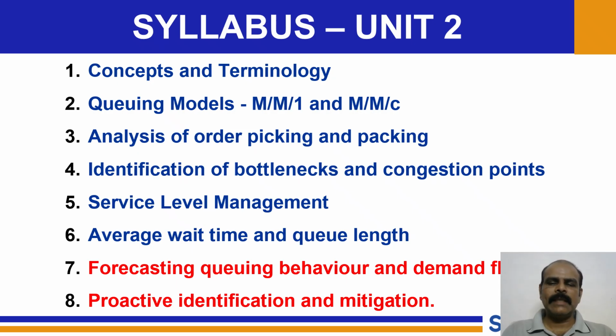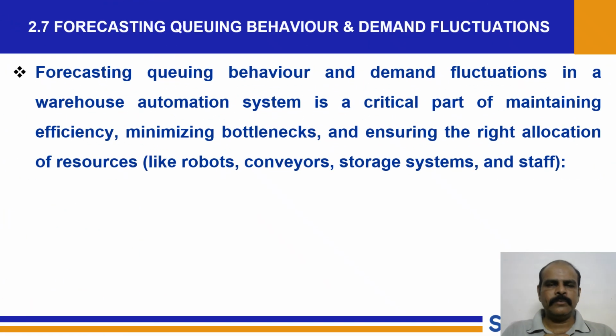Okay, so with this summary, with this recalling of the entire unit 2 and the previous discussions, let me get into the presentation. First, before we get into all these things, we should understand the term forecasting. What does this term relate to, what is queue behavior, and how are demand fluctuations quite crucial in a warehouse case?